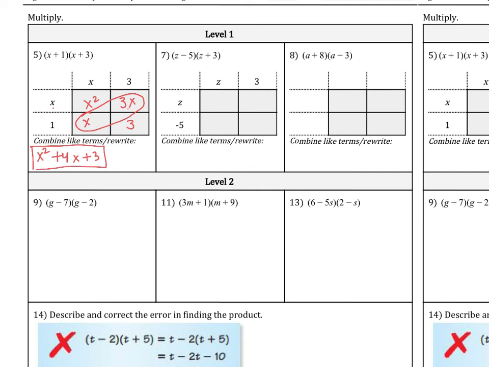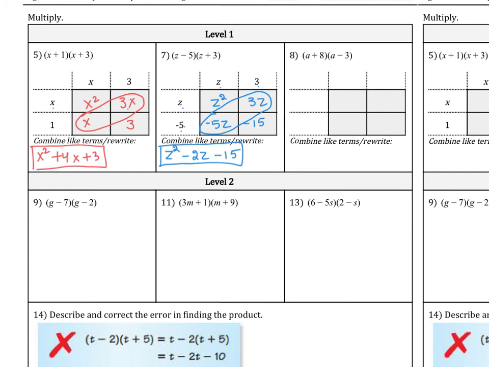For the next one, for number 7, z times z is z squared. z times 3 would be 3z. Negative 5 times z is negative 5z. And negative 5 times 3 is negative 15. These two terms are like terms, so I'm going to combine within the box. So z squared minus 2z minus 15 is your final answer.